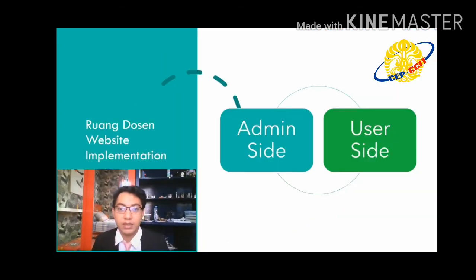Ruang Dosen website has two sites in order to fulfill the program itself. The first site is the admin site. This admin site is used for monitoring the user progress of how they're learning, and to create, read, update, and delete the quiz that will be tested for the user itself.